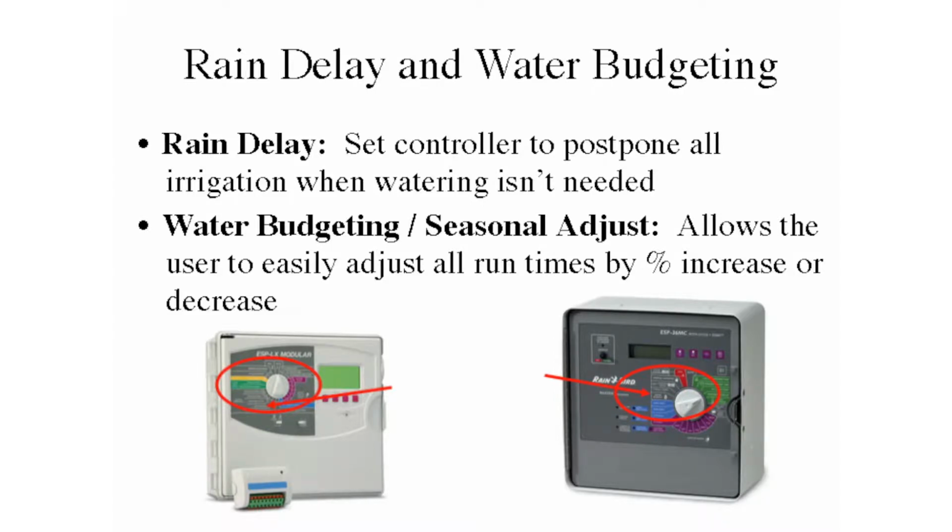Then there are features like rain delay. And as in the video explained, you walk out to your controller and say, do not water for so many days. 2 to 3 days is a good way to go. And then after that time, the controller will come back on.